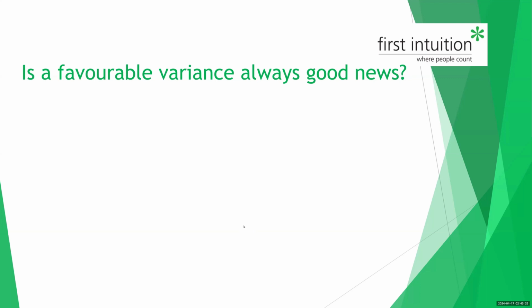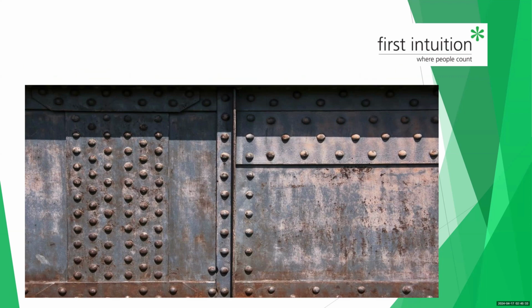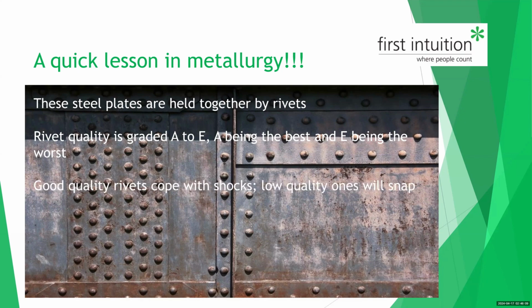Now, a bit of metallurgy. There are several pieces of metal. Steel plates, and those are held together. These knobbly things that you see are rivets. They are hammered through 2 plates that overlap, and the rivets join the plates together and hold very tightly. All rivets are not equal. The quality of rivets is graded A down to E, A being the best and E being the worst. And by the quality of a rivet, we talk about, I believe the word is, ductility of the metal. That is to say, if you bash a good quality rivet, it can stretch and spring back and stay solid. If you bash a low quality rivet, it will break.